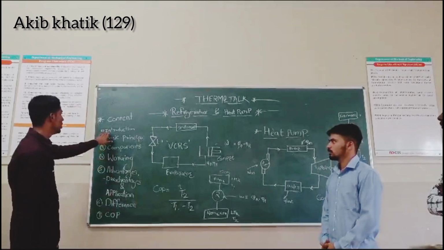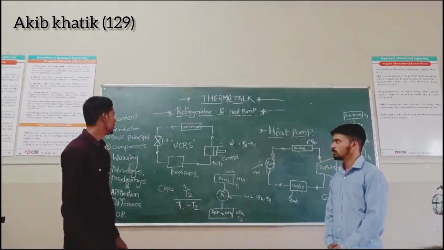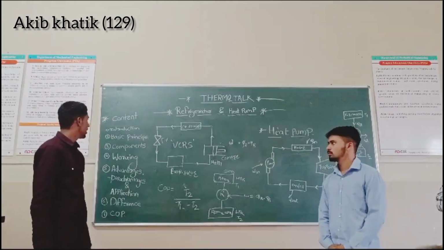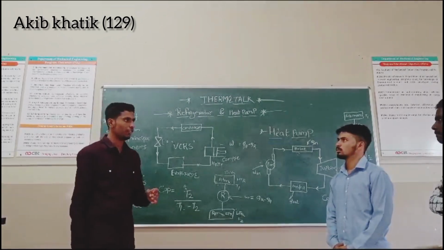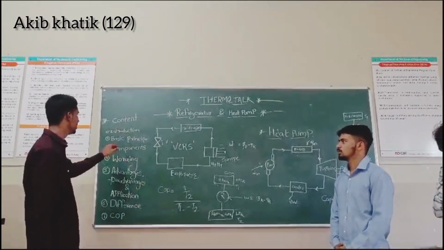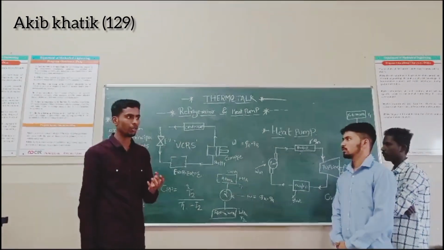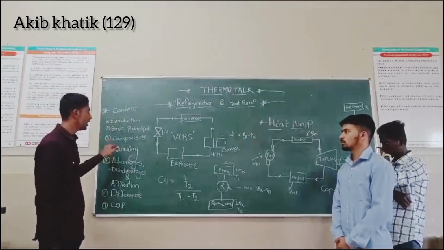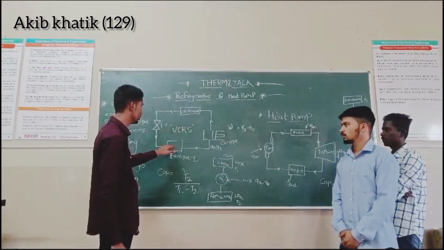So first of all, we will introduce what a refrigerator is. It is a device which maintains temperature below atmospheric temperature. It works on the basic principle of providing a cooling medium around an object which is to be cooled. And it has four components, commonly compressor, condenser, expansion valve, and evaporator.